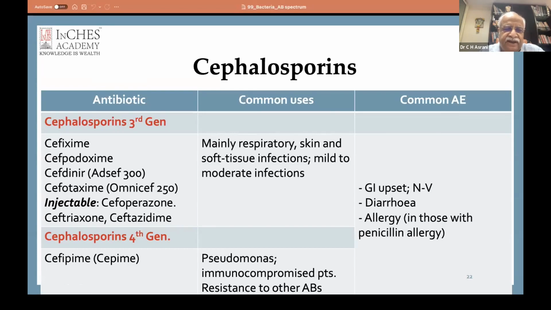4th generation is cefepime, which we do not use often. Pseudomonas infection, most of the time we are treating without a culture, and Pseudomonas generally we never come to think of. Used in immunocompromised patients resistant to other antibiotics. Side effects of all cephalosporins are common: GI upset, nausea, vomiting, diarrhea, allergy.